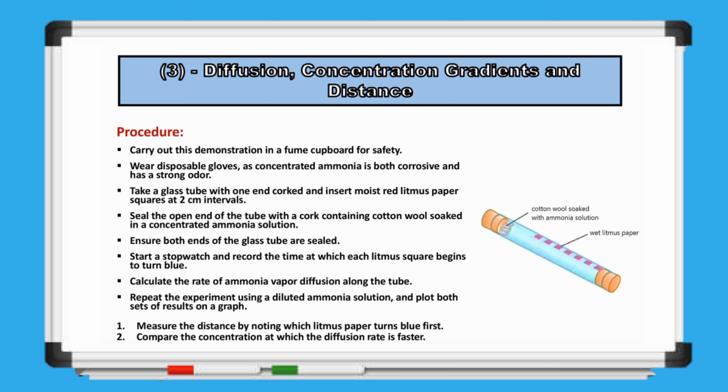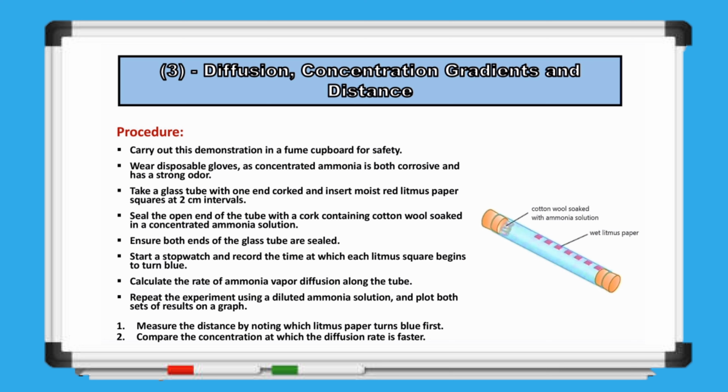Record the time at which each square begins to turn blue, which indicates the presence of ammonia vapor. After completing the experiment with concentrated ammonia, calculate the rate of diffusion by noting how quickly the ammonia vapor travels along the tube. To further investigate the effect of concentration, repeat the experiment using a diluted ammonia solution. This will allow you to compare the rate of diffusion between concentrated and diluted ammonia. Measure the distance by identifying the first litmus square to turn blue.